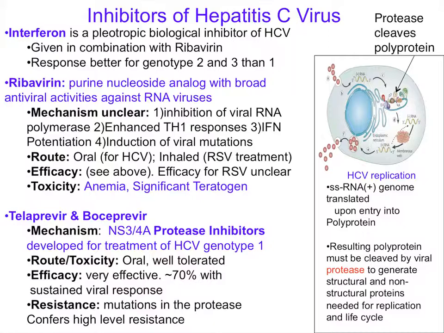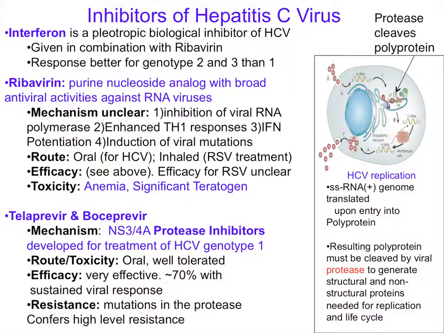I want to end, however, on a high note, which is to say that there is a lot of excitement in the hepatitis C world because of the development of two new drugs named telaprevir and boceprevir. And these drugs have the potential to completely revolutionize hepatitis C treatment altogether. Whereas the response rates to pegylated interferon with ribavirin for hepatitis C genotype 1 were relatively poor, these two new drugs are very effective against hepatitis C. And their mechanism of action is that they are both protease inhibitors.